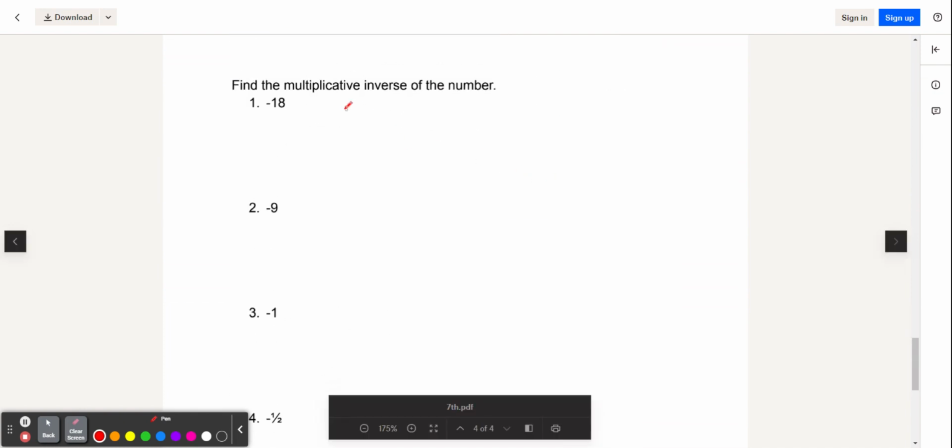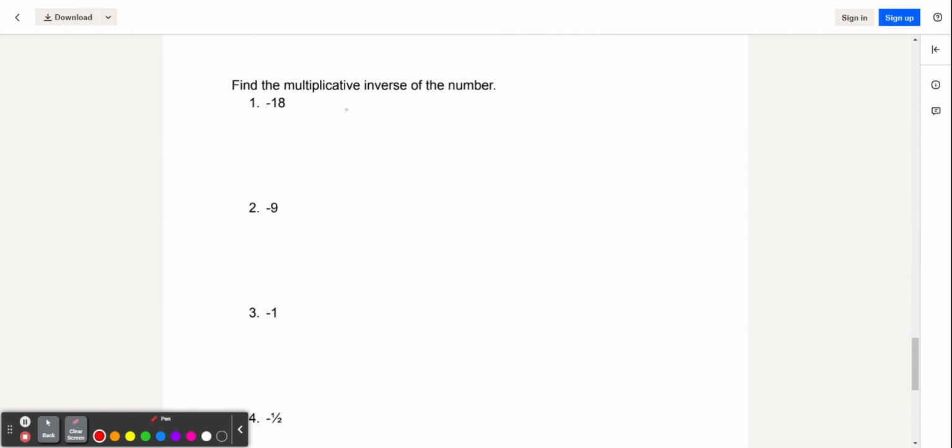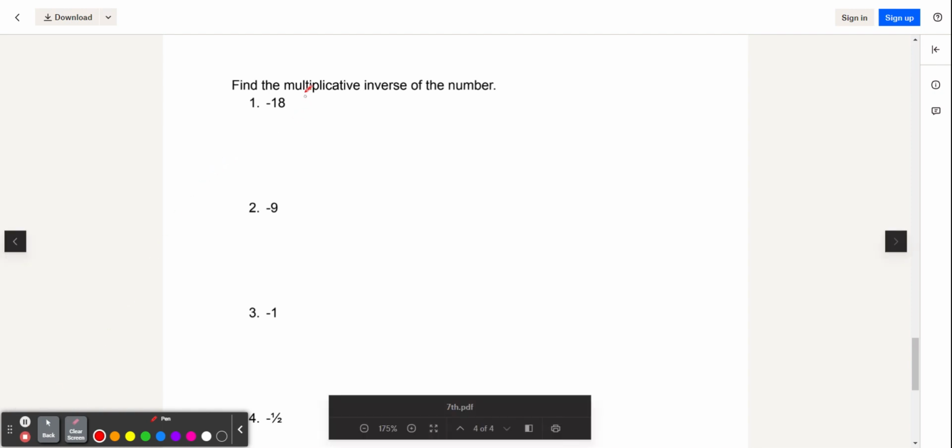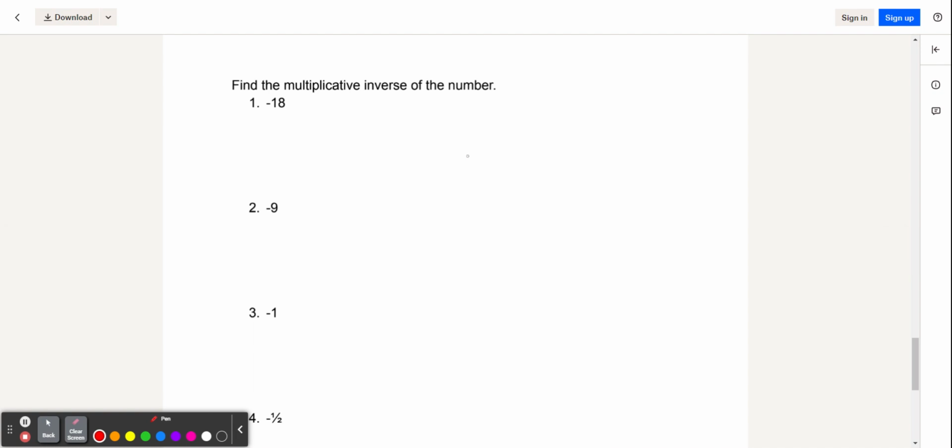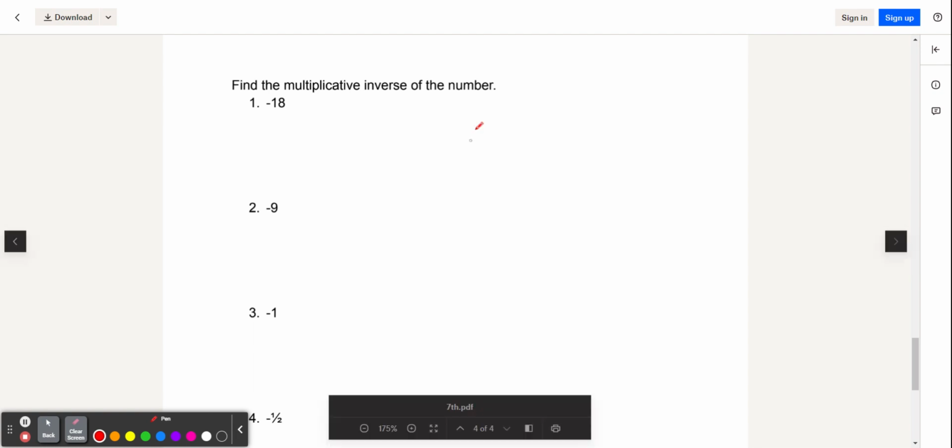Now, we are going to find the multiplicative inverse of that number. So, first, we need to know what the multiplicative inverse of a number is. We've heard of a reciprocal. That's the number upside down, flipped, the numerator and denominator. Well, the multiplicative inverse is kind of similar. Basically, a number times its inverse, let's call it ni for inverse, should equal 1.